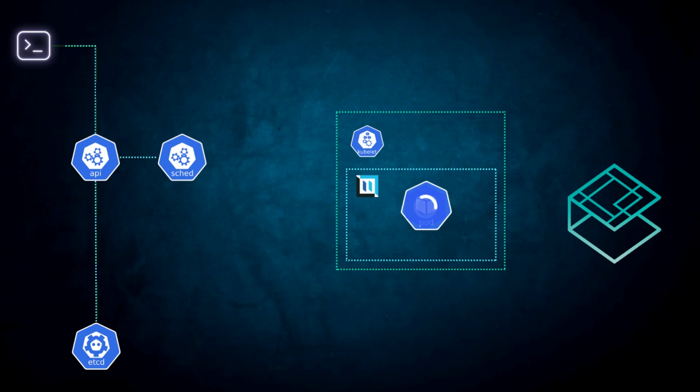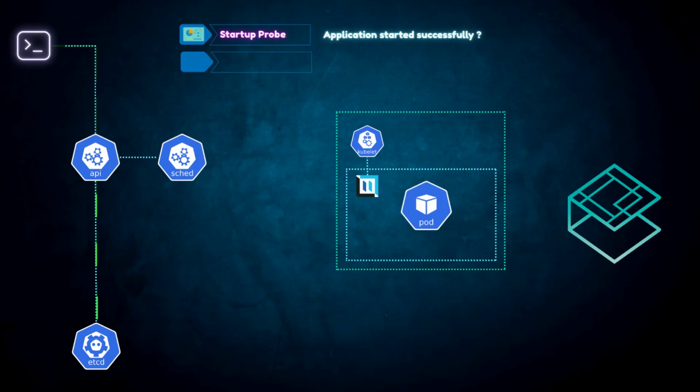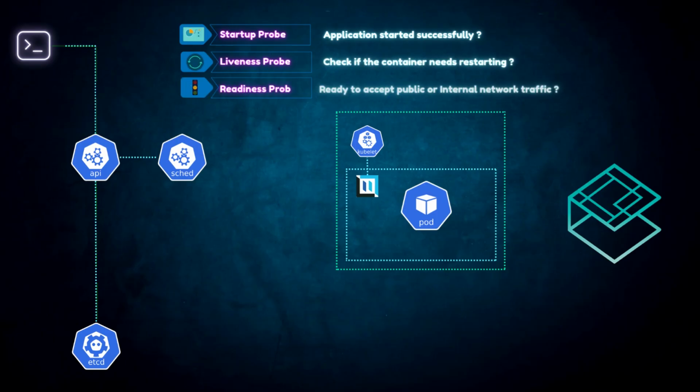The kubelet checks in with the runtime, asking, is the Nginx container running successfully? Once confirmed, the kubelet immediately begins monitoring the health of the container by executing any configured probes, like the startup probe to see if the application has started successfully, the liveness probe to know if the container needs to be restarted, and the readiness probe to determine if the pod is ready to accept public or internal network traffic.